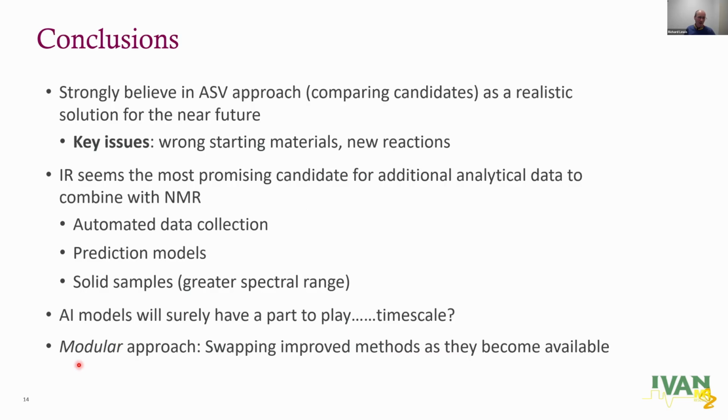And I think with all these developments, if you're building an ASV system, the best thing is to have a modular approach. In other words, have different modules that do different things. Maybe you have ACD or Mestrenova or DP4 or something that analyzes the NMR data. Maybe you have another module that analyzes infrared data. Maybe you have another module that is looking at mass spec fragmentation or retention time or something like that.